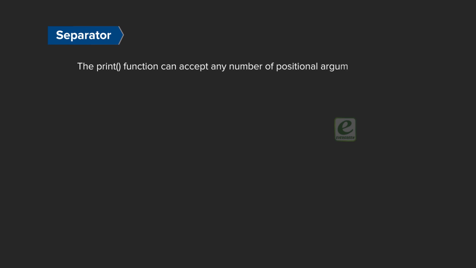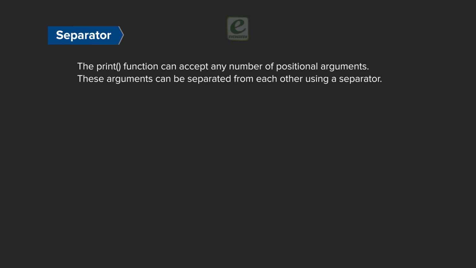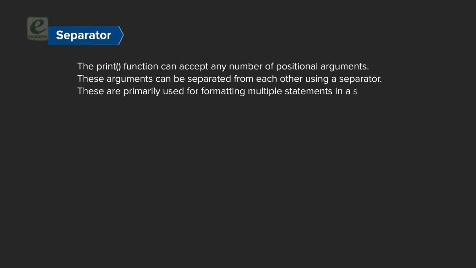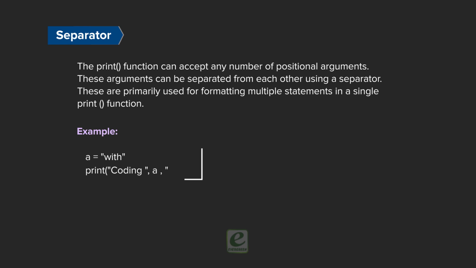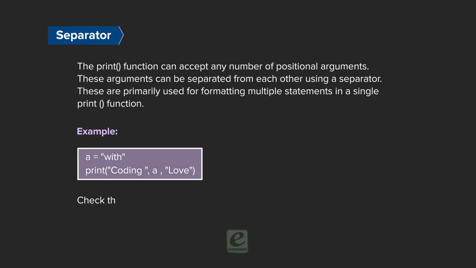Separator. The print function can accept any number of positional arguments. These arguments can be separated from each other using a separator. These are primarily used for formatting multiple statements in a single print function. Example: a equals with, print coding a love. Check the output on the online console screen.